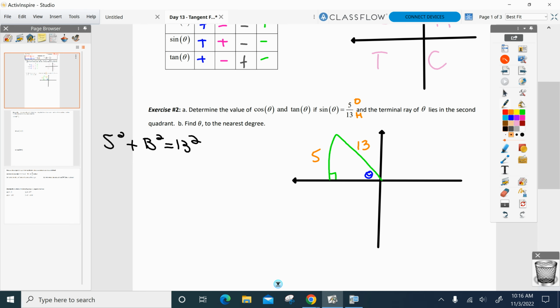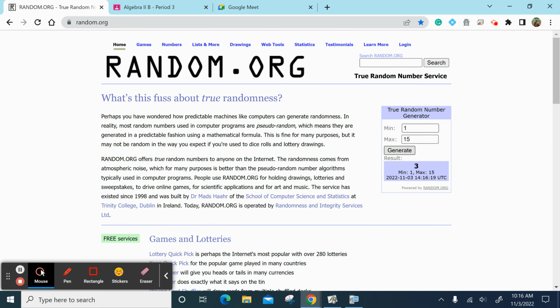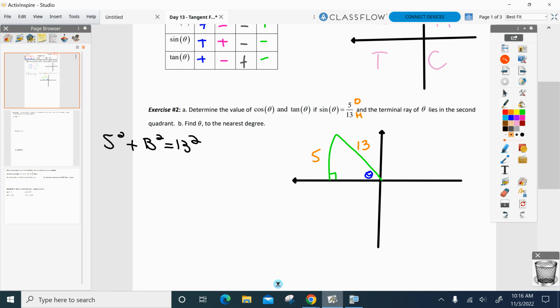All right, what'd you find that third side as? 12. Good work, Dylan. So that's 12. Wouldn't it be negative? You could put a negative there if you wanted to. Or what I'm going to do is we've got to remember that when we find the rest here.